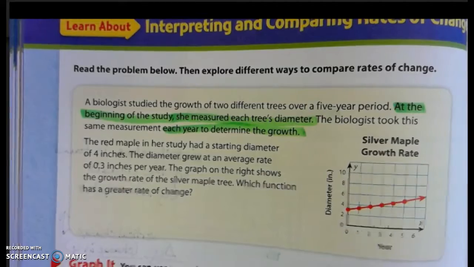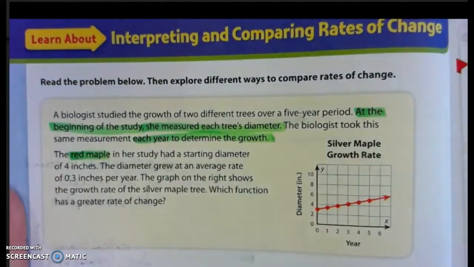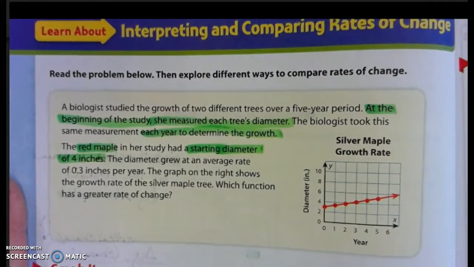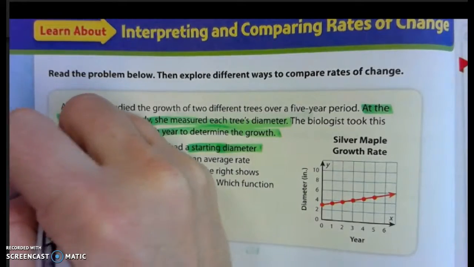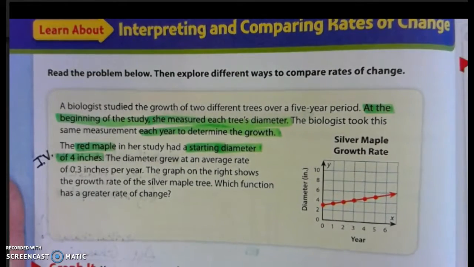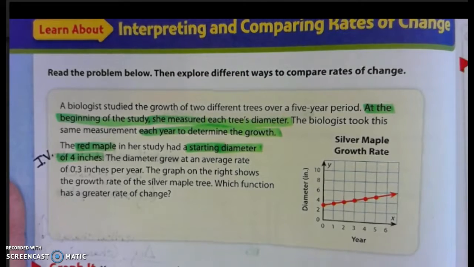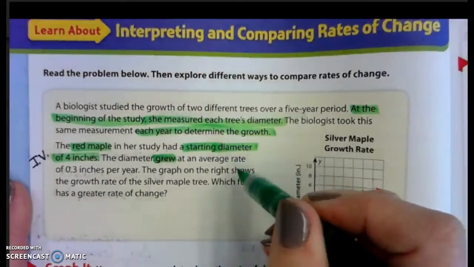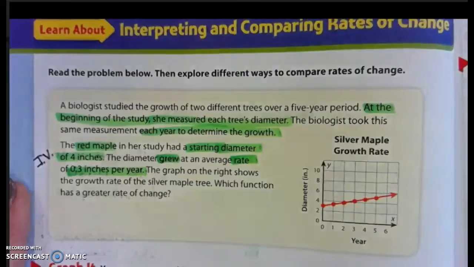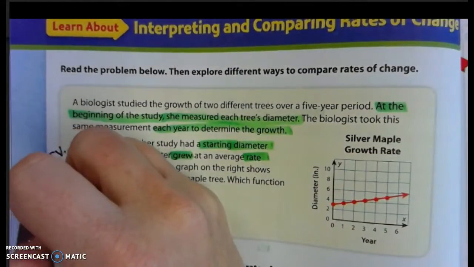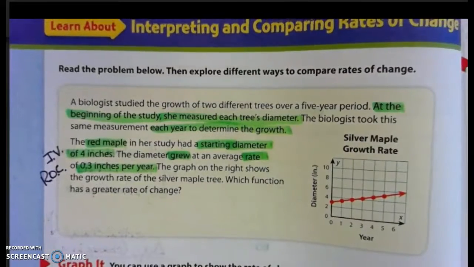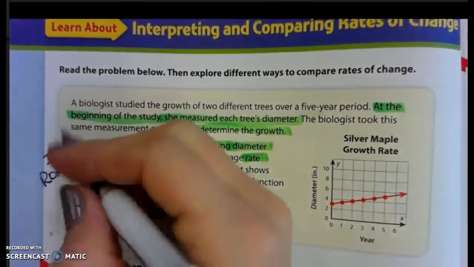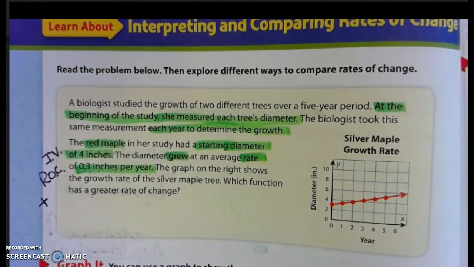The red maple in her study had a starting diameter of 4 inches. Well, if that's where it started, that's your initial value. The red maple had an initial value of 4 inches. The diameter grew, there's another key word, grew at a rate of 3 inches per year. That's going to be your rate of change. Now, because it grew, that should tell you that it is increasing, which is positive. So our rate of change is going to be positive.